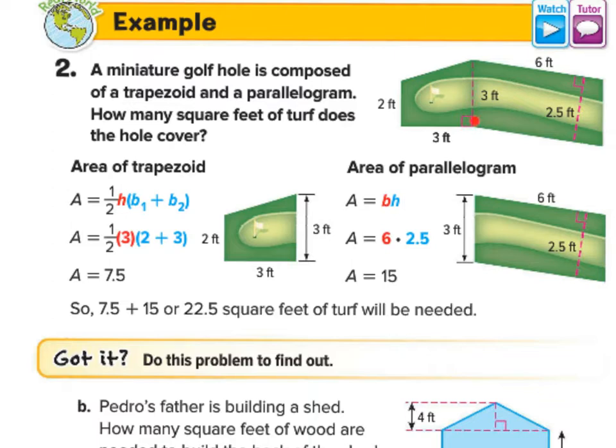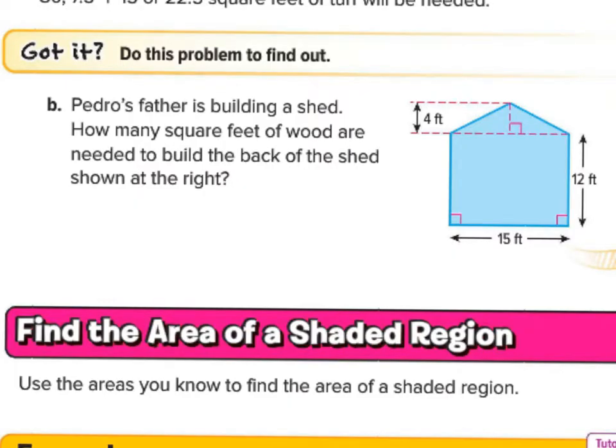And then the parallelogram. You have your base times your height. And there it is. 6 times 2.5 is 15. You add the 2 together, and the area is 22.5 square feet of turf. If you think you got it, go ahead and try this problem. If not, continue watching. You can pause the video now.